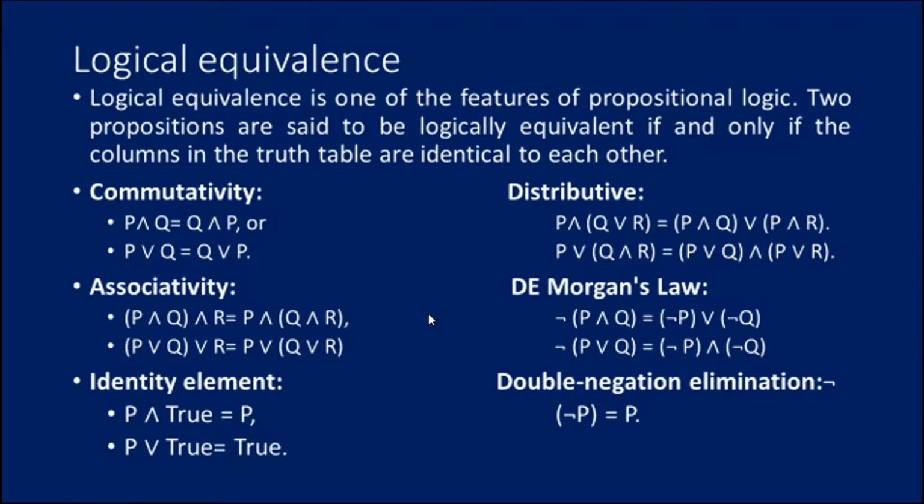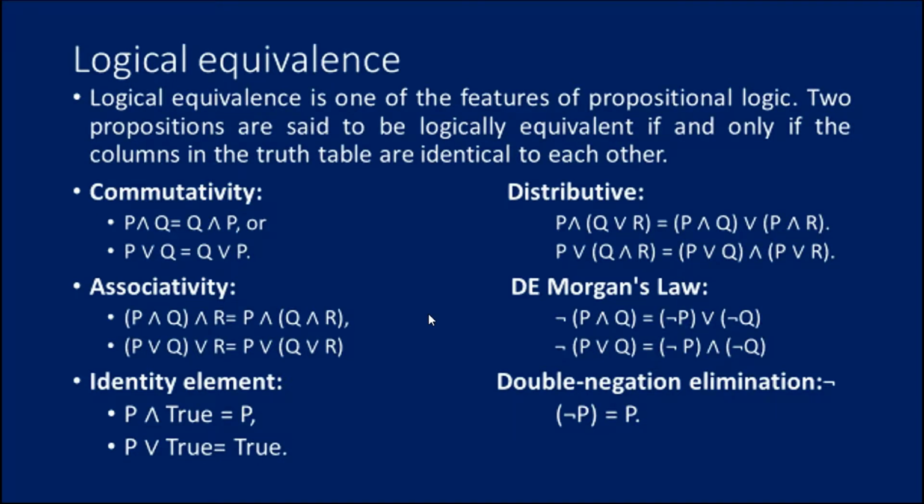Logical equivalence is one of the features of propositional logic. Two propositions are said to be logically equivalent if and only if the columns in the truth table are identical to each other. The properties of operators we can say as commutative, associative, identity, distributive, De Morgan's law, and double negation elimination.